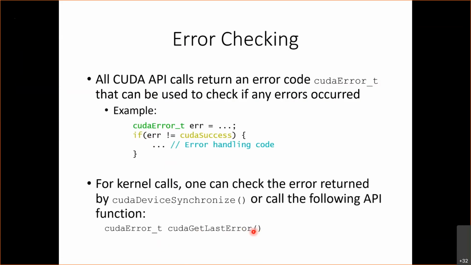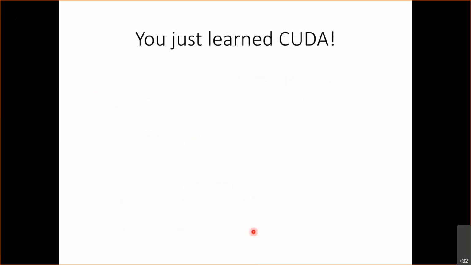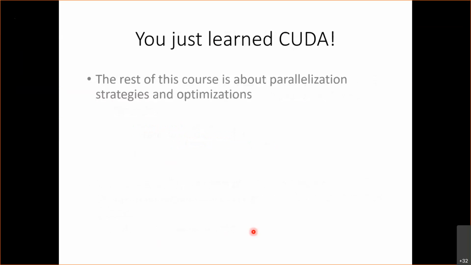With that said, you just learned CUDA. Now you know how to take code that runs on the CPU and copy the data to the GPU, run it in parallel on the GPU, and then copy the result back. The rest of this course is about parallelization strategies and optimizations that we can apply in order for us to get good performance out of our code.